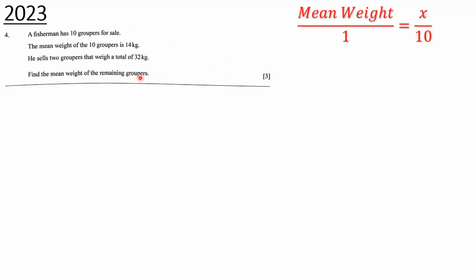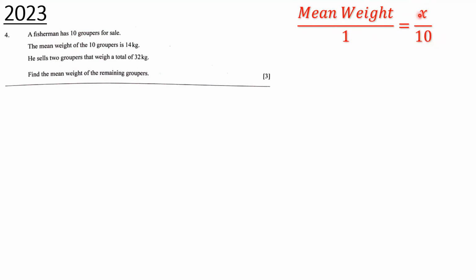So the first thing that we are going to do is write this equation. We know that the mean weight is going to be equal to the sum of all the weights divided by the amount of weights that we have. Now, how many groupers do we have? Well, it says a fisherman has 10 groupers. So in total, there are 10 groupers. That's why we have 10 at the bottom.